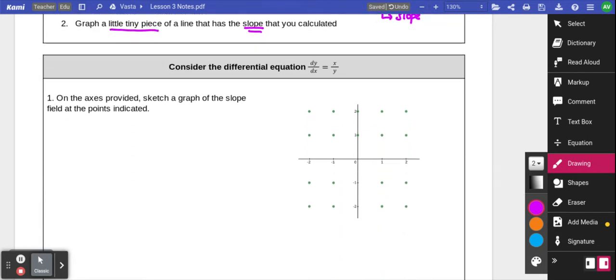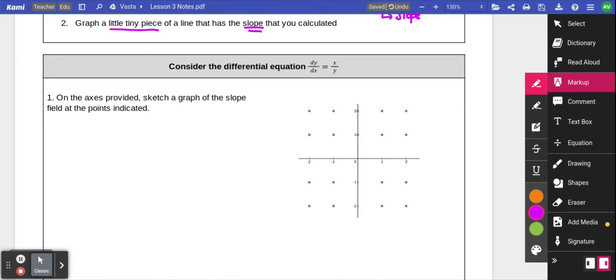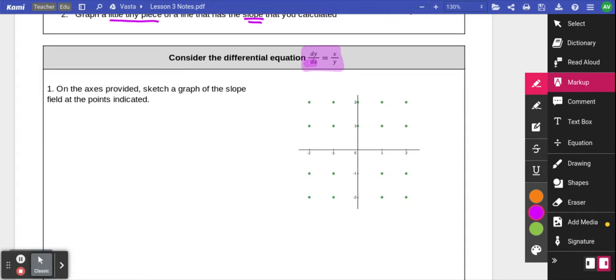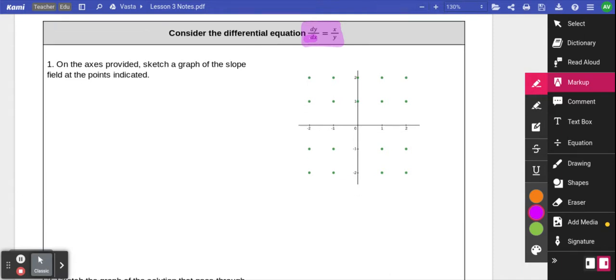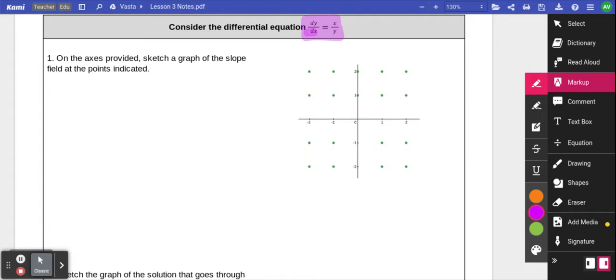Let's go ahead and try that. So let's consider the differential equation dy over dx equals x divided by y. In other words, whenever you want to know the slope, you take the x value divided by the y value, and it tells you the slope at that point. In order to draw a slope field, which is our first learning target, one of the things you're going to be given is the differential equation, and the second thing you're going to be given is a graph like this where there's a bunch of dots or points on the graph.